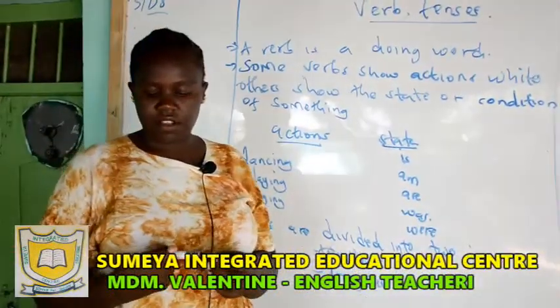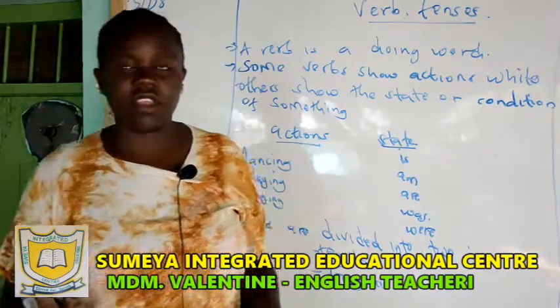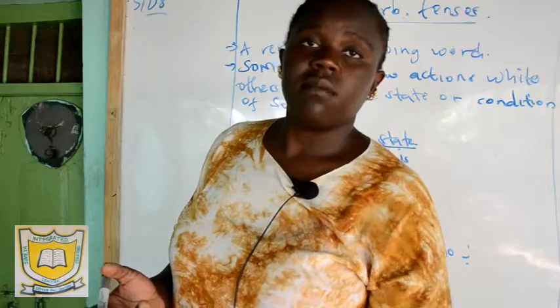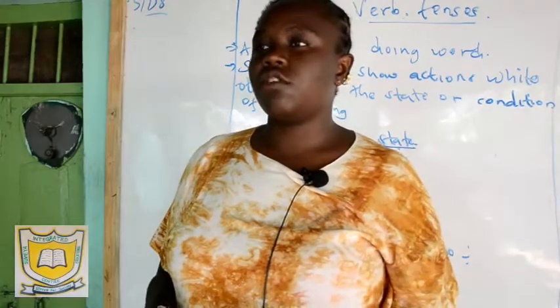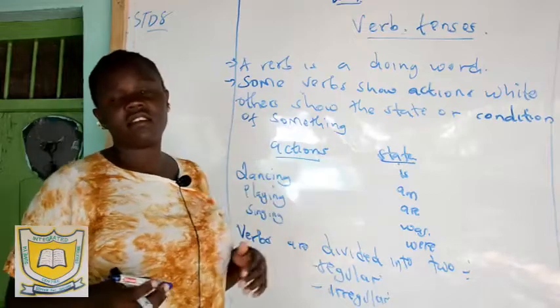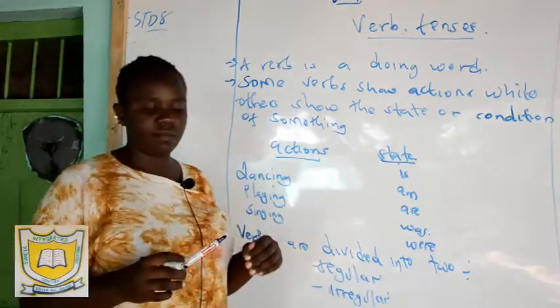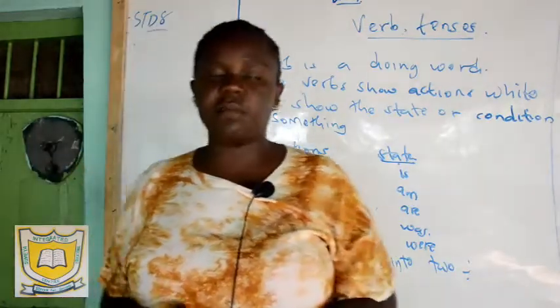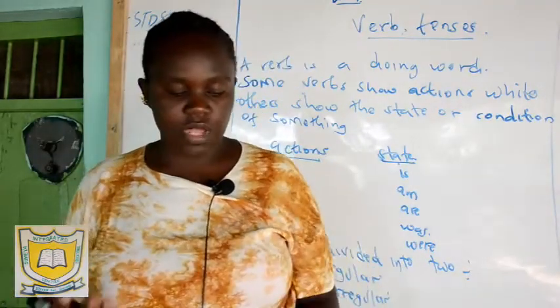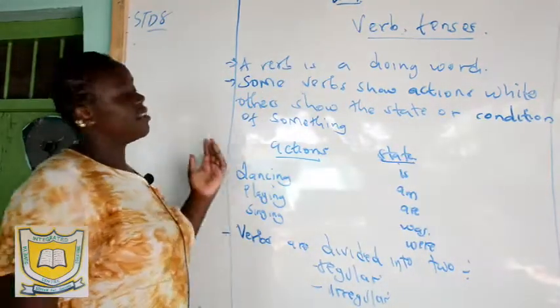So in our previous lesson we talked about composition writing as speech, but in our lesson today we are going to talk about verb tenses. So verb tenses is a topic under verbs. But before we do verb tenses, we are going to very fast go through the verbs. And then, what is a verb?